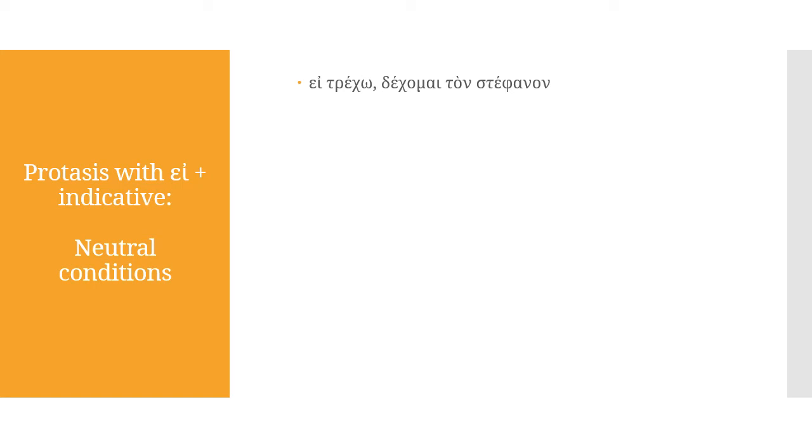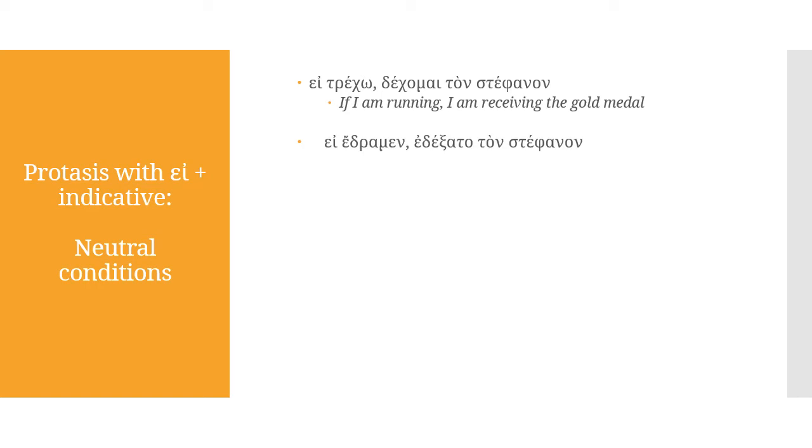Ei trecho, decho ton stephanon. If I am running, I am receiving the gold medal. Ei edramen, edexato ton stephanon. If she ran, so edramen shifts to the third person, edexato ton stephanon.